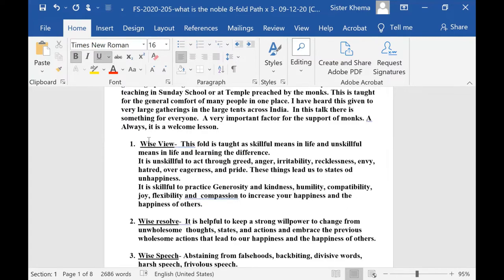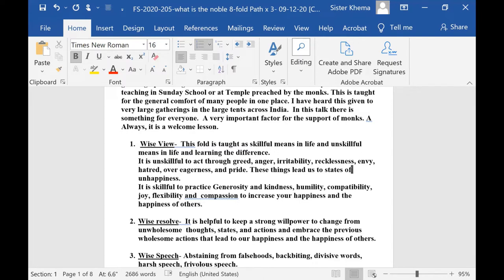This fold, the first one, this is one way it's taught here, is wise view. Instead of right view, they would say wise view. And this fold is taught as skillful means in life and unskillful means in life and learning the difference. It's unskillful to act through greed, anger, irritability, recklessness, envy, hatred, overeagerness, and pride. And these things lead us to states of unhappiness.